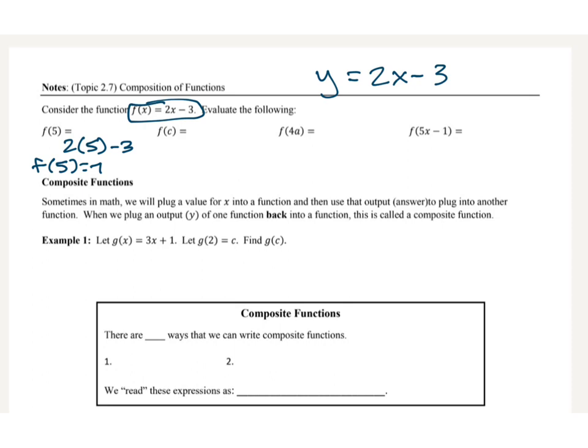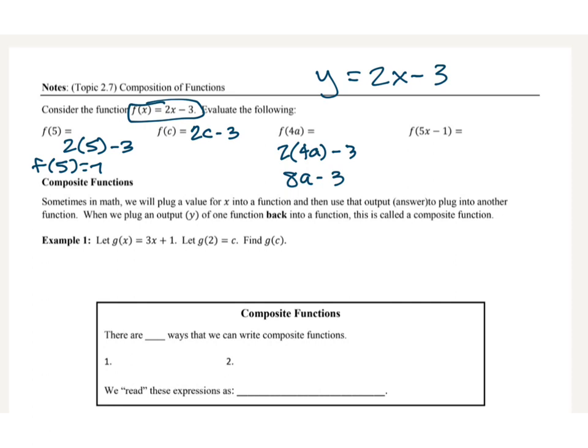Okay, what's f of c? 2c minus 3. Good. What's f of 4a? Okay, so we're going to open parentheses on the x, and we're going to put in a 4a, which means we end up with 8a minus 3. I would agree.